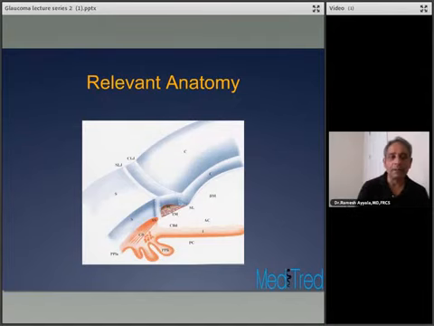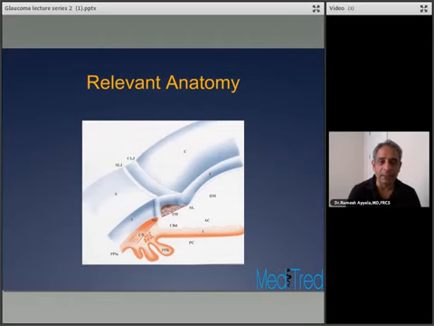Let's talk about the relevant anatomy from the glaucoma and the aqueous humor point of view.